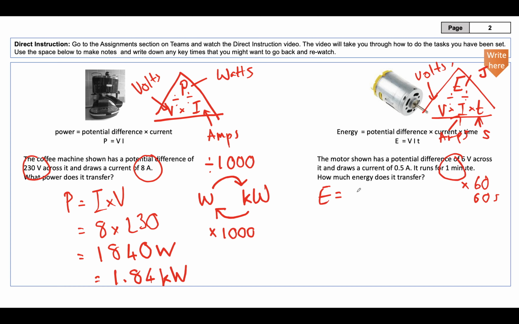I'll rewrite the equation. V by I by T. V was 6 volts. Current was 0.5 amps, and time was 60 seconds. 6 times 0.5 times 60 is, I believe, 180 joules. So 180 joules of electrical work is being done by this motor. It's not necessarily being converted into kinetic energy or anything else, but we'll look at that a little bit later.